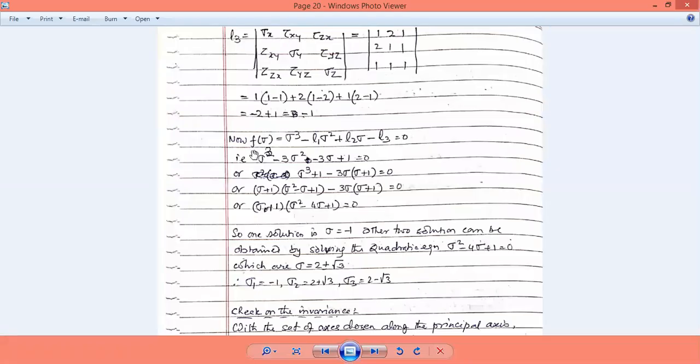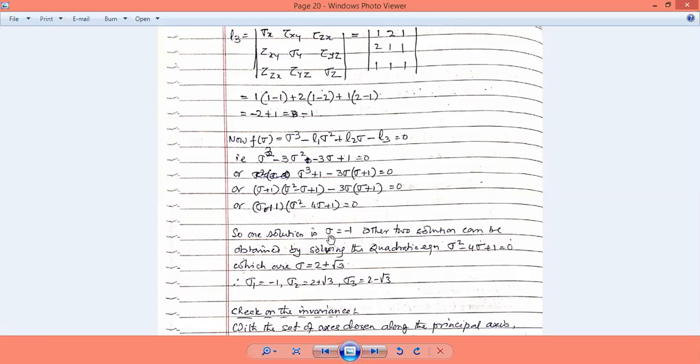So this equation becomes sigma cubed minus L1 sigma squared plus L2 sigma minus L3 equals 0 itself. Or if we simplify further, sigma cubed minus 3 sigma squared minus 2 sigma plus 1 equals 0, which factors as sigma plus 1 times sigma squared minus 4 sigma plus 1 equals 0.